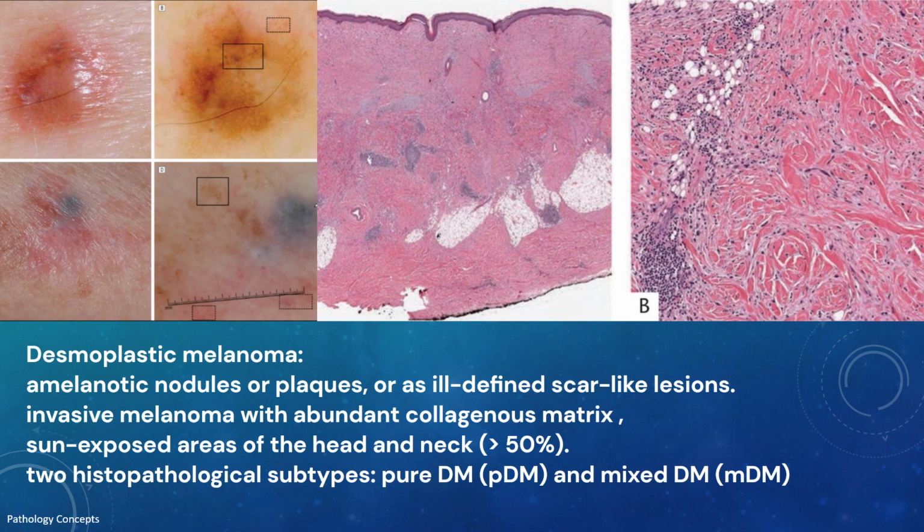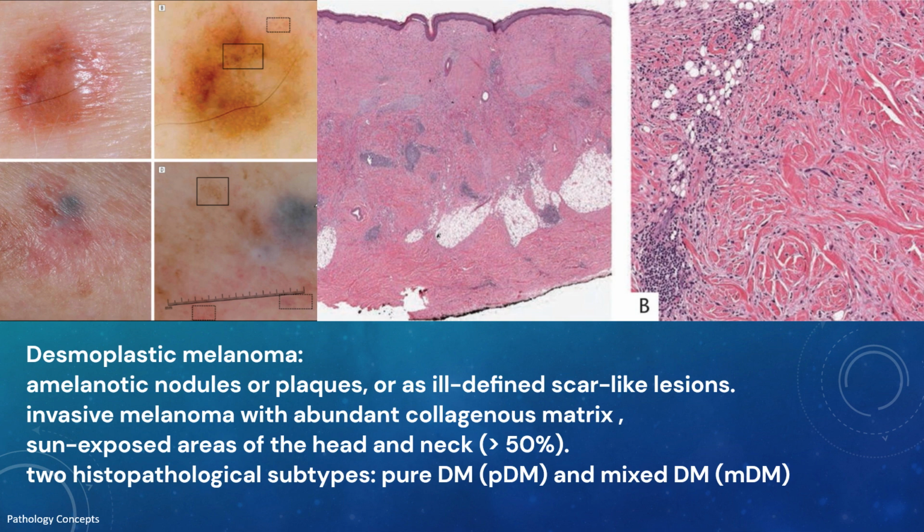Next is desmoplastic melanoma. It is often amelanotic and has a predominantly dermal component. It presents as amelanotic nodules or plaques or scar-like lesions. It is characterized by the association of invasive melanoma with abundant collagenous matrix, giving the tumor a look of pink scar-like appearance on a routine H&E staining. Desmoplastic melanoma is the most common on the sun-exposed area of head and neck. It usually lacks the ABCD melanoma warning signs.